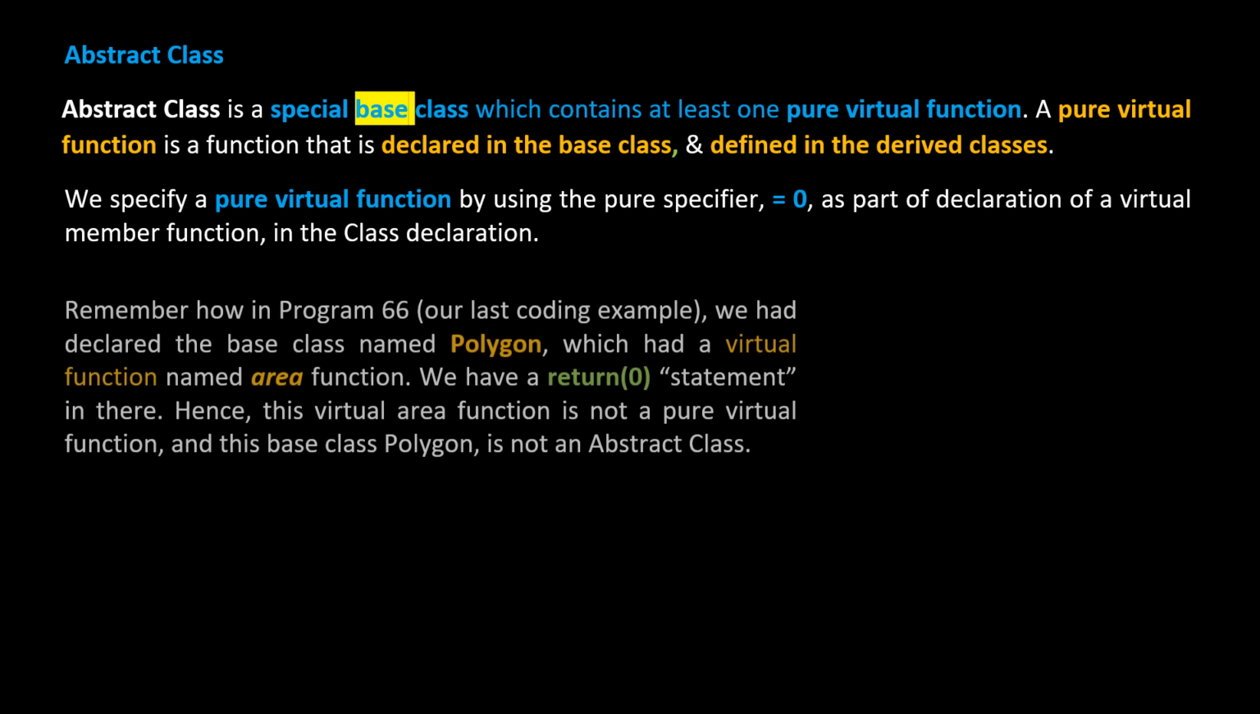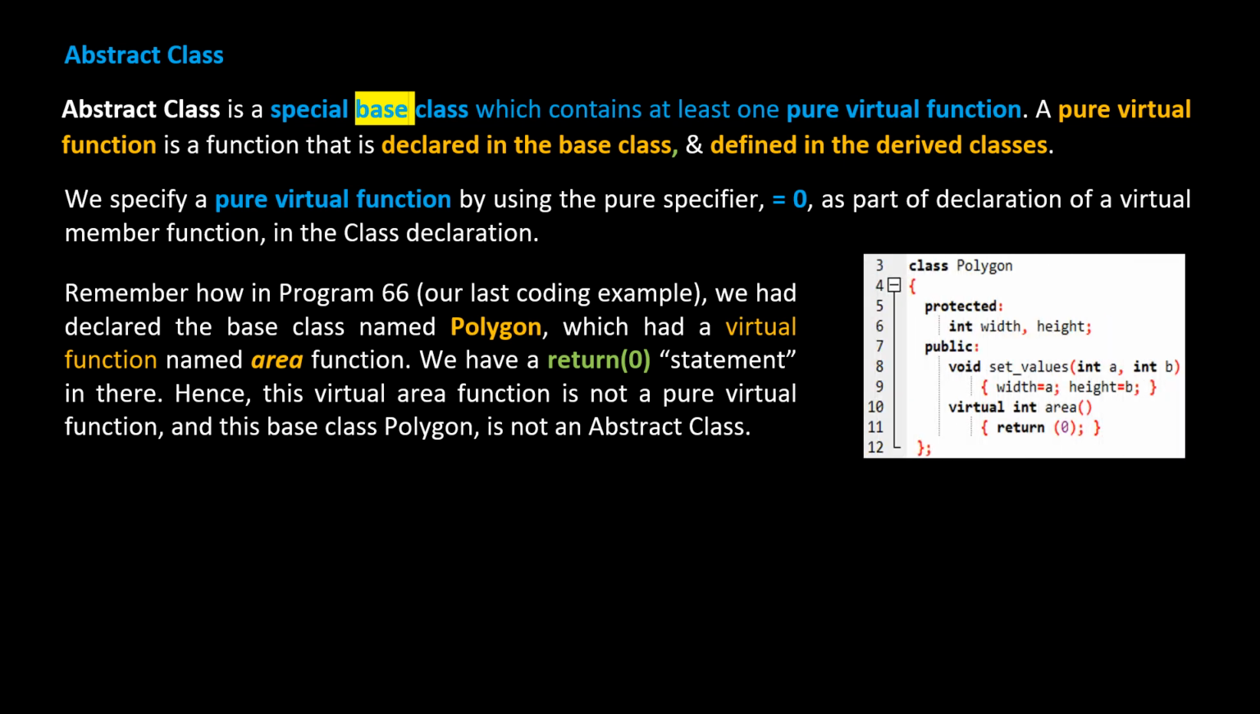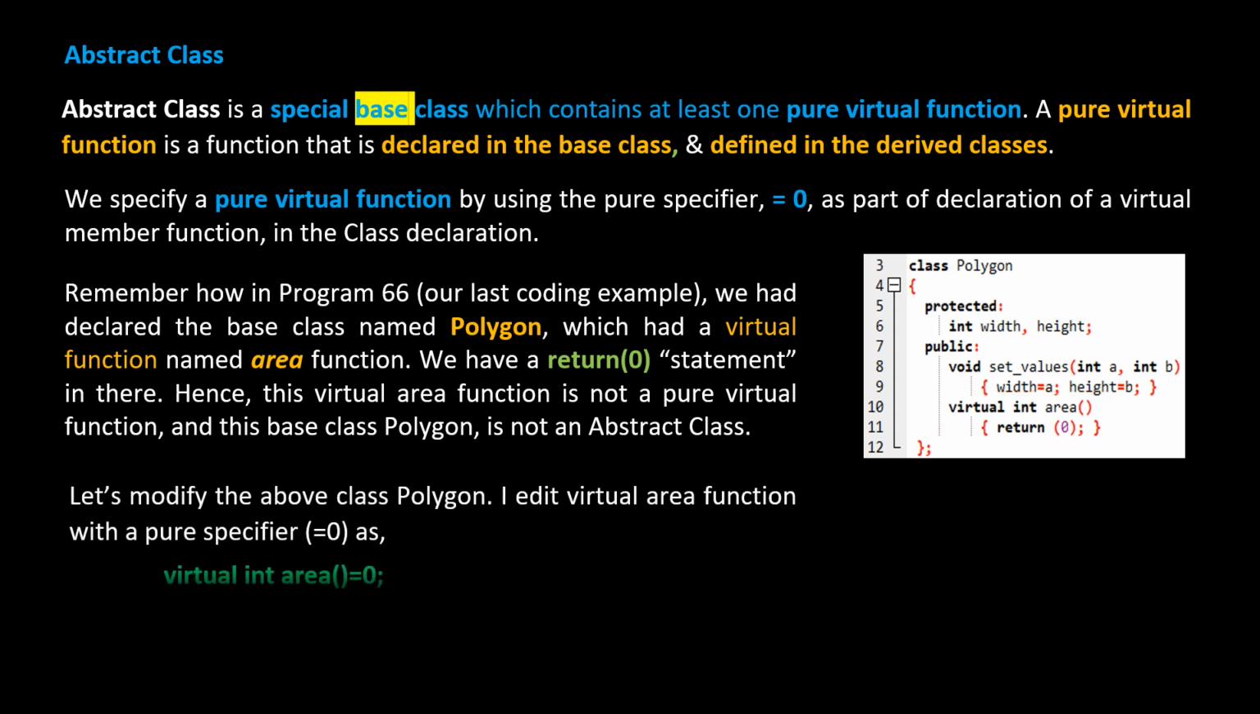Remember how in program 66, our last coding example, we had declared the base class named Polygon, which had a virtual function named area function. We have a return 0 statement in there. Hence, this virtual area function is not a pure virtual function, and this base class Polygon is not an abstract class. Let's modify the above class Polygon.